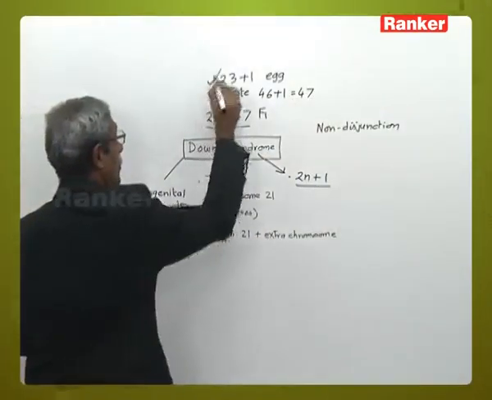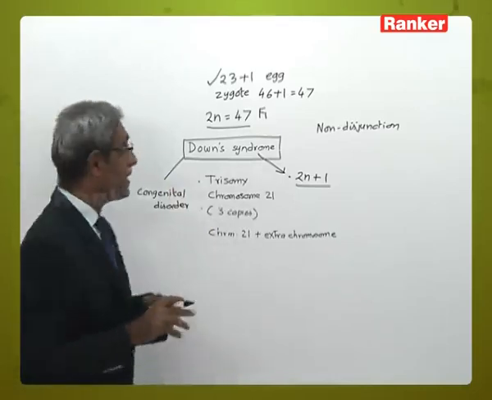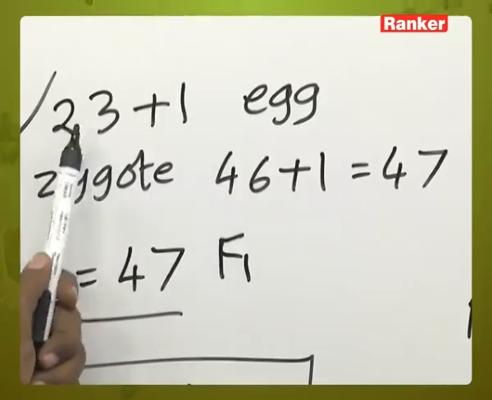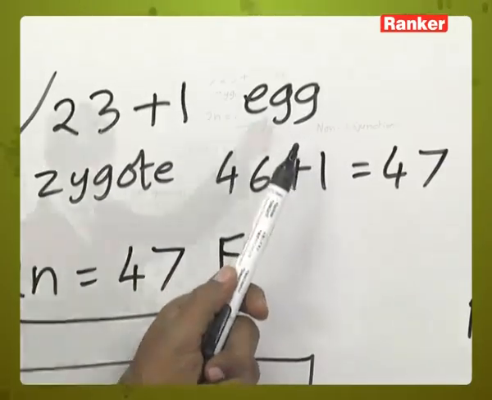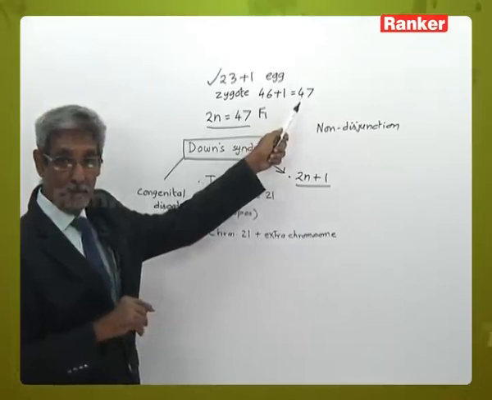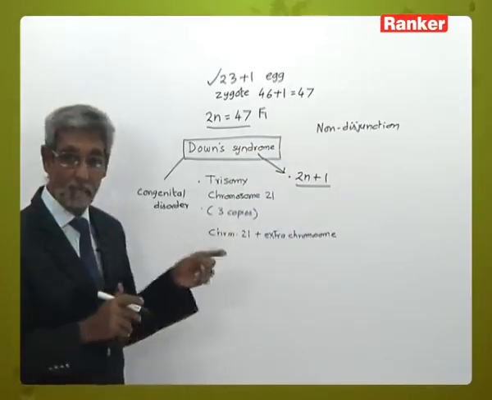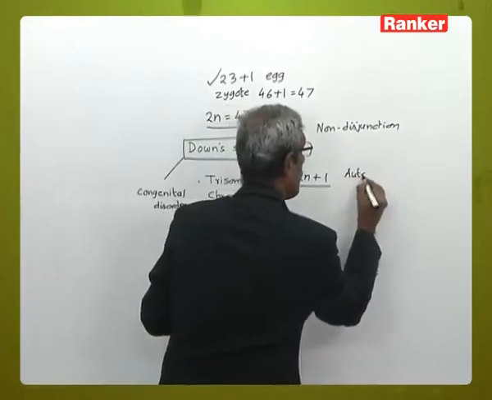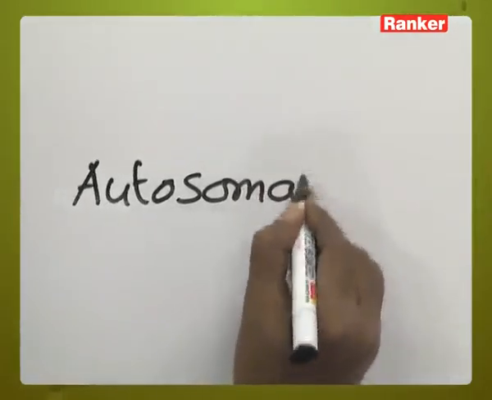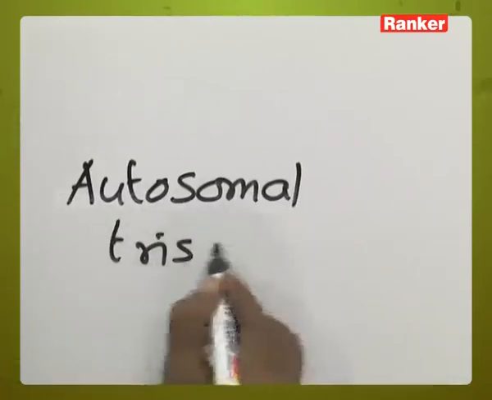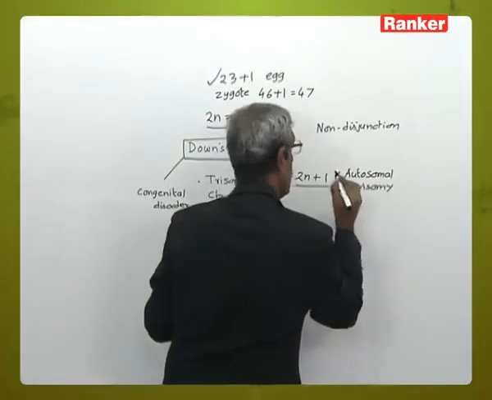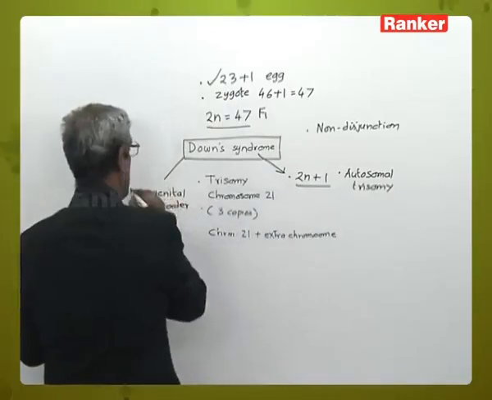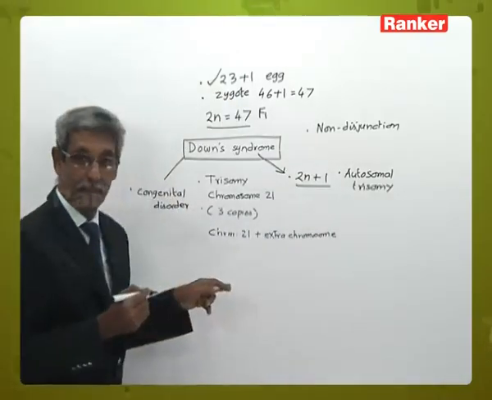So this is a very important feature. They can sometimes ask you where the extra chromosome is coming in. It adds to the 23 pair at the region of the egg. So totally we have got 47 chromosomes. Hence this is also termed as autosomal trisomy. So all the points primarily written on the board indicate objective bits.